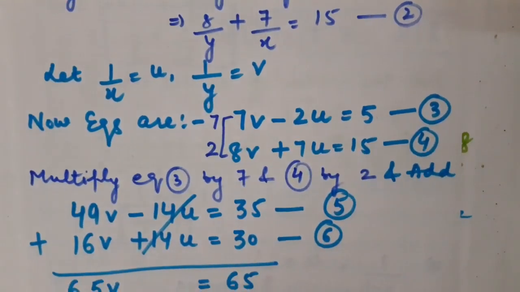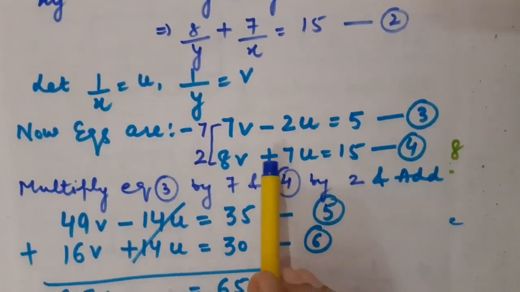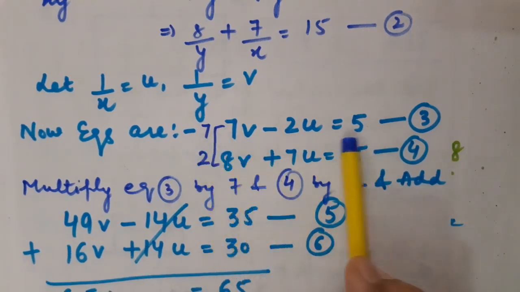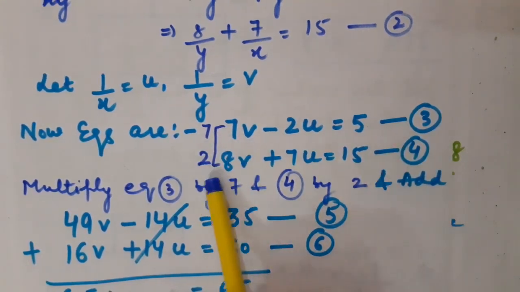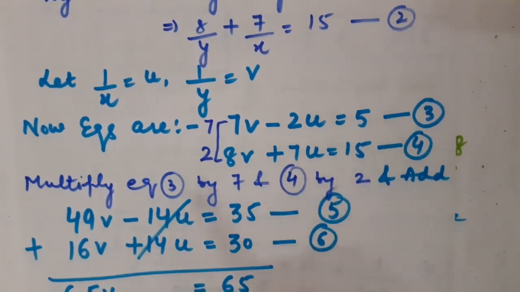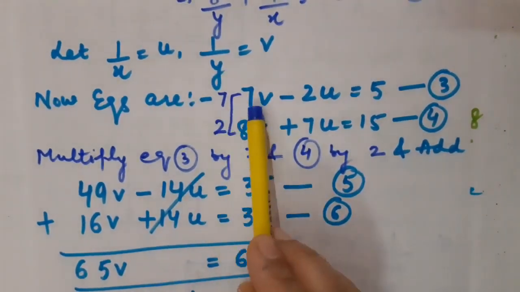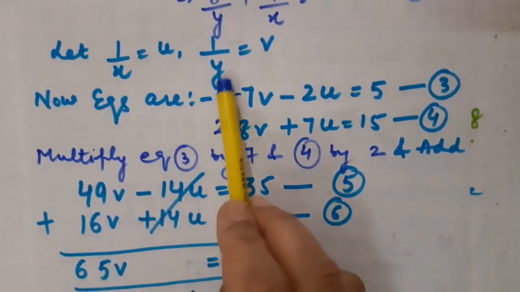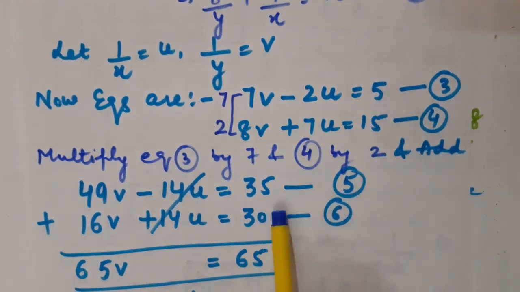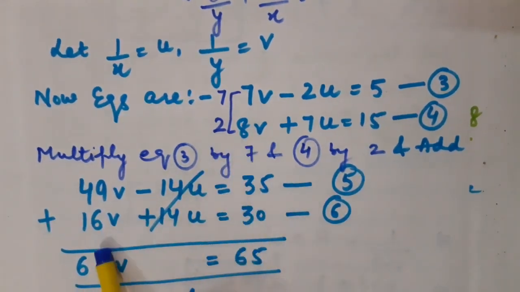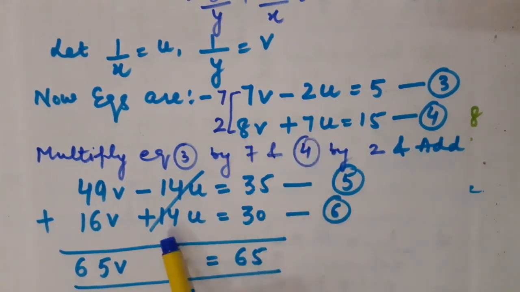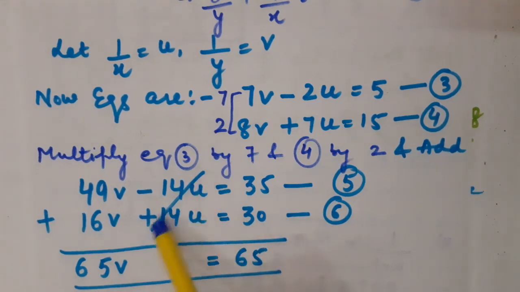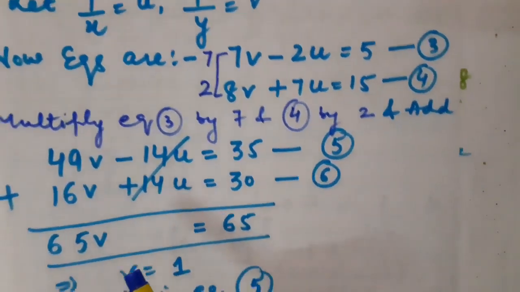Now using elimination, again you can solve this question. For elimination, because you have to eliminate one of the variables, I am going to multiply equation number 3 by 7 and equation number 4 by 2. Just check after multiplying what I got. 7 7s are 49, 49v minus 7 2s are 14, 14u. This 7 will be multiplied by 5 as well, that is 35. 2 8s are 16, 16v plus 7 2s are 14, that is 14u is equal to 15 2s are 30. Correct? They both are going to be cancelled because I am going to add both the equations.